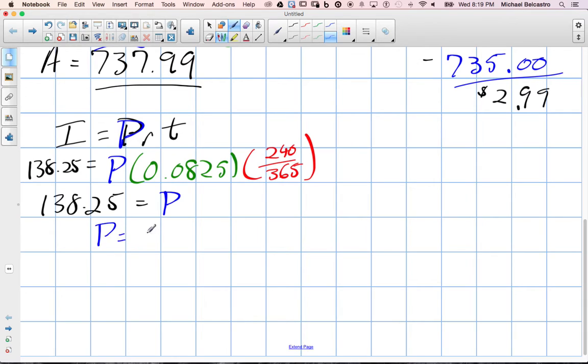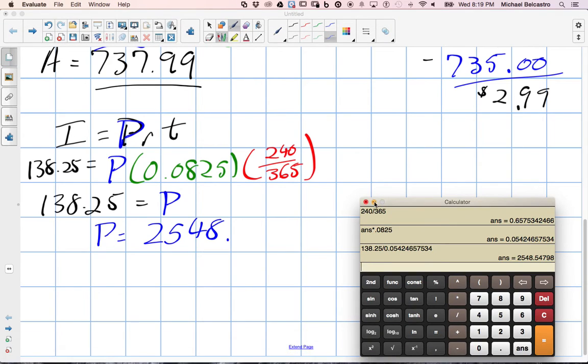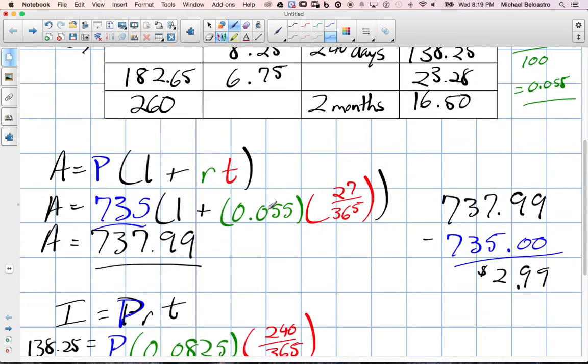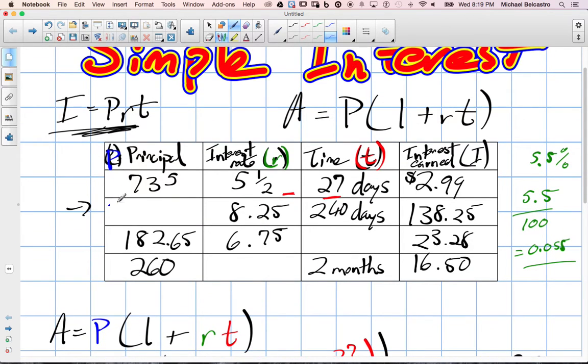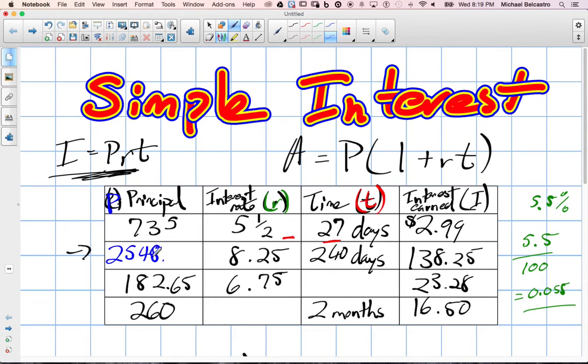P is 2548. Did I say 5.5? Something like that. 5, yeah, round it to 5. So that's what they originally started with. And that's the principal. So 2545. Am I making things up? No, 48. There you go. 5. Okay, and that's essentially it.